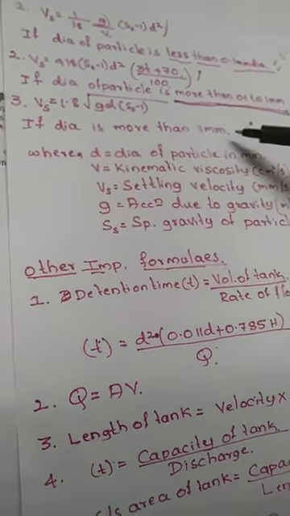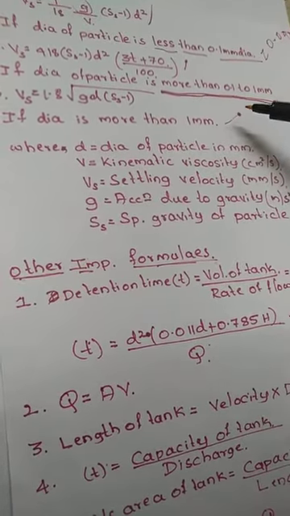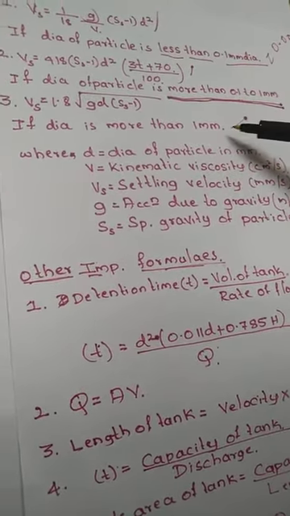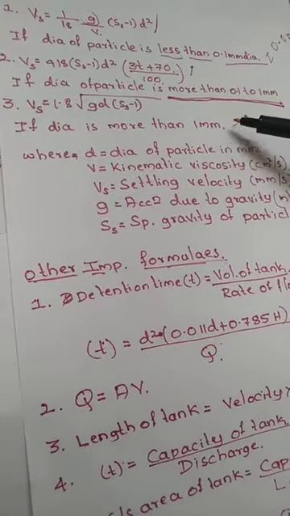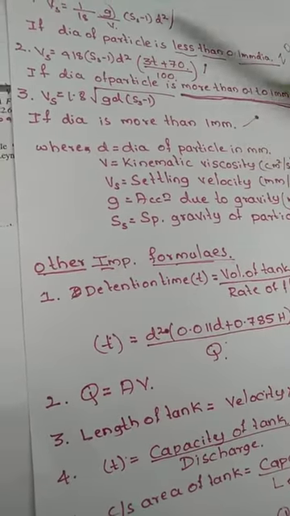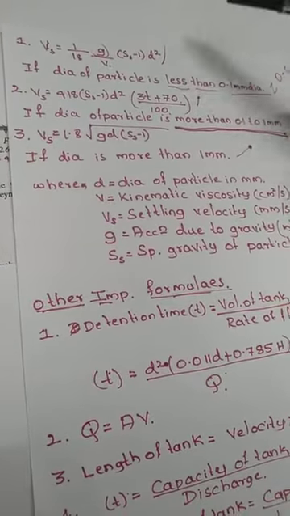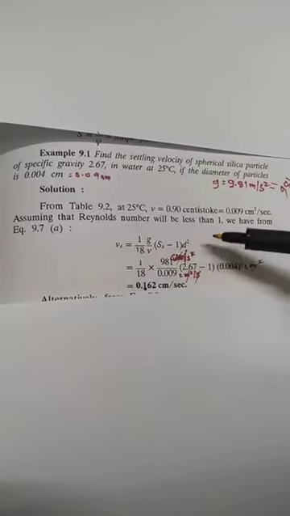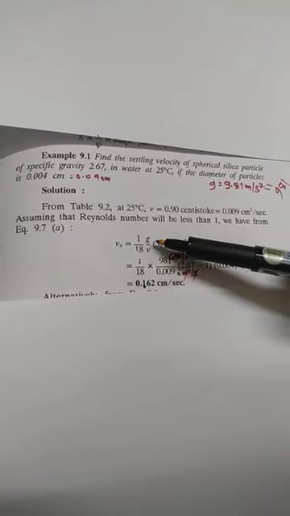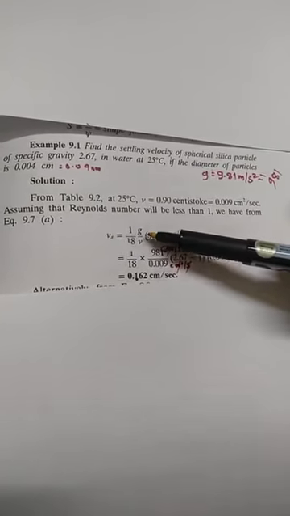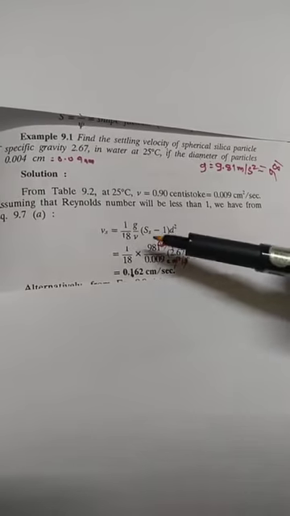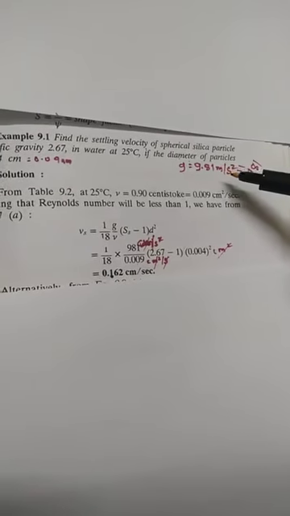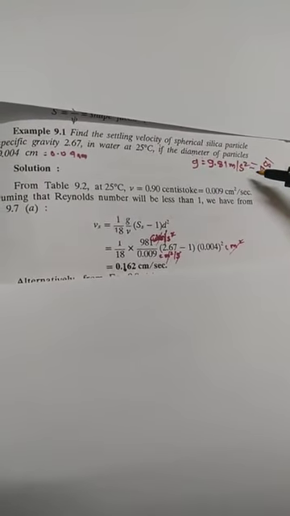Then the third formula, Vs is equal to 1.8 square root of g d, applies when the diameter of the particle is more than 1 mm. So the formula we can use is the first formula. Now we are going to look at the problem. In this particular formula, what is the unknown? g is unknown. What is g? g is the acceleration due to gravity, which is a standard value. So how much is the value? g is equal to 9.81 meter per second square.